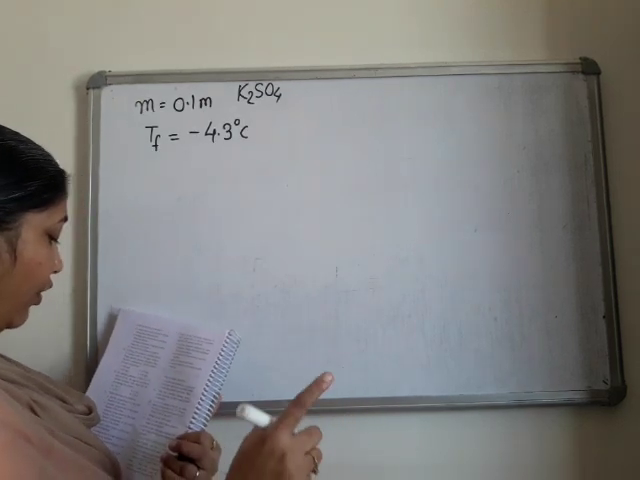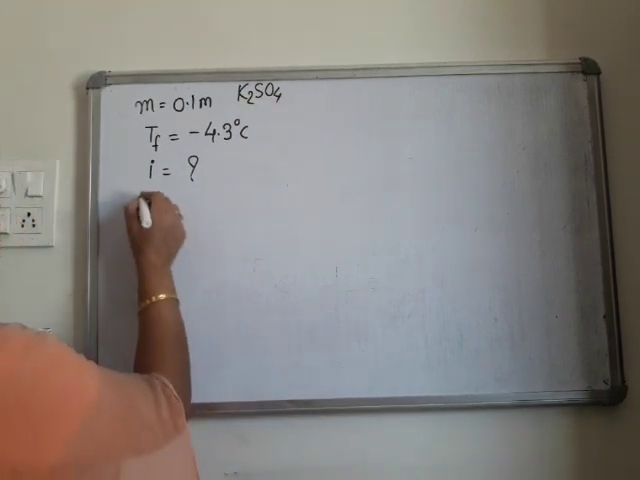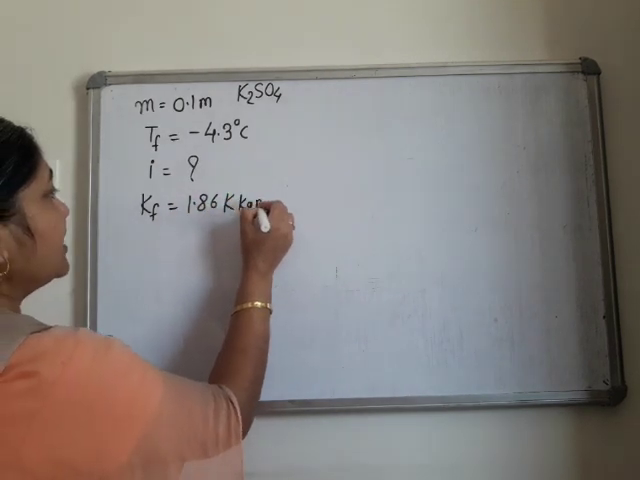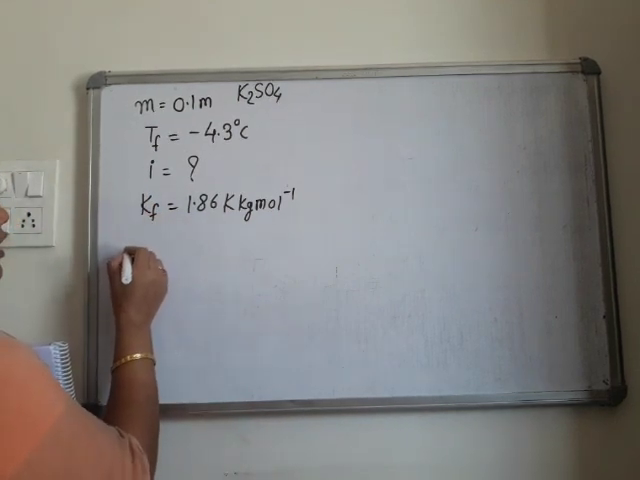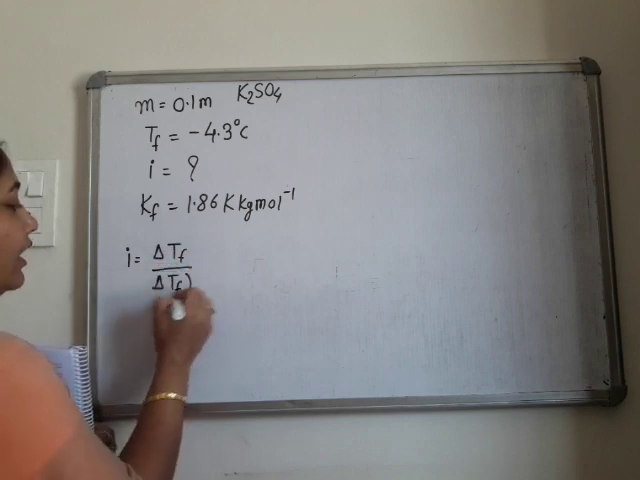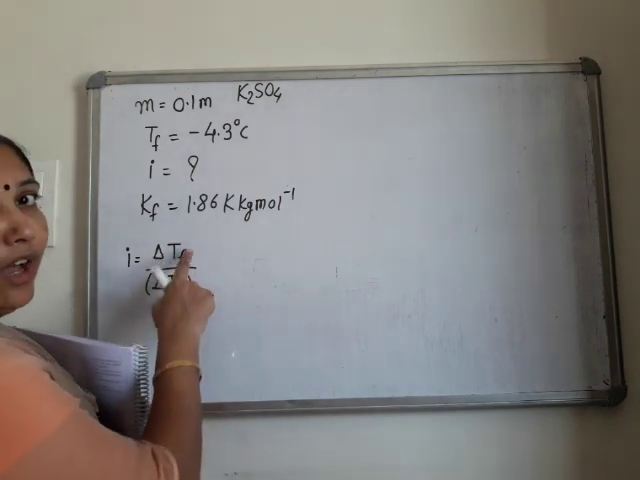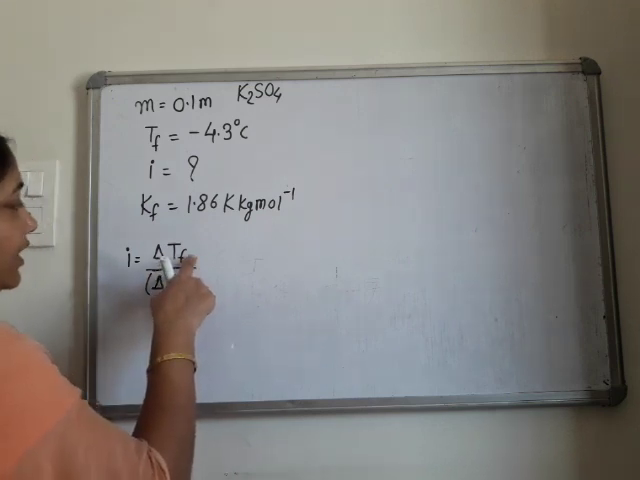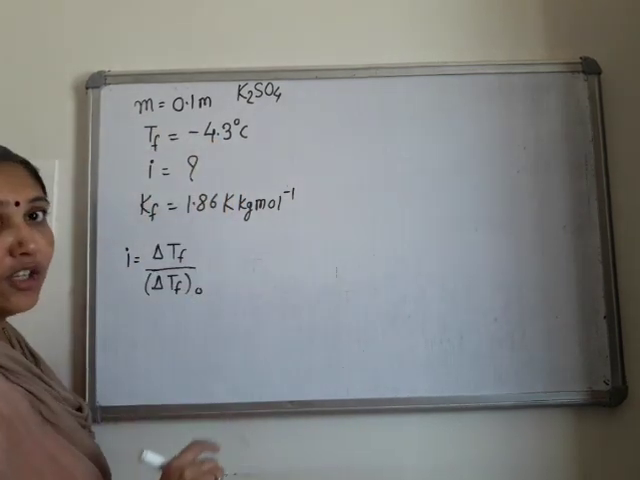What is the value of the van't Hoff factor? The question is, what is i? Kf for water is 1.86 Kelvin kg per mole. How do we calculate i? So i is equal to delta Tf observed upon delta Tf naught, the theoretical value. Let us find delta Tf observed. Tf is given as minus 4.3.